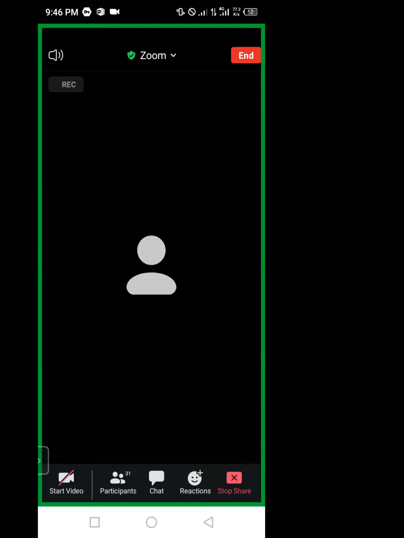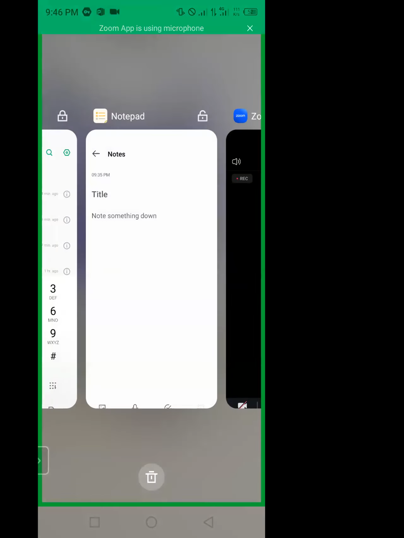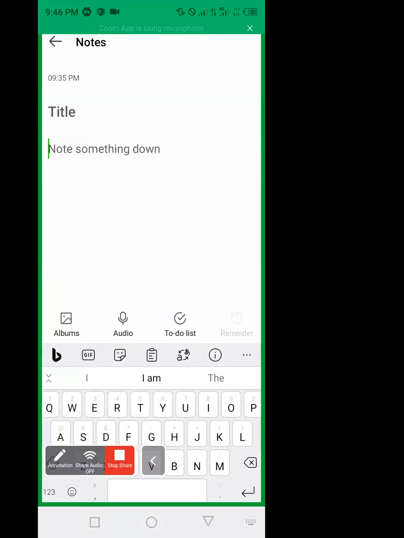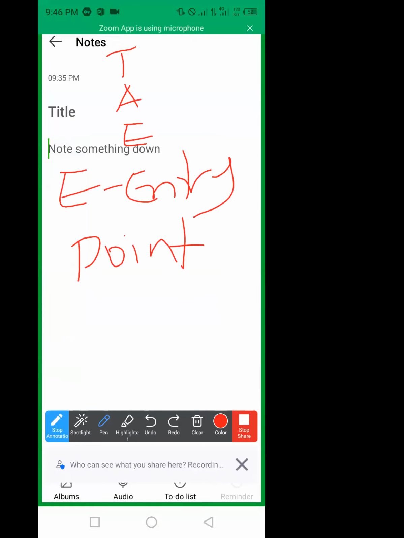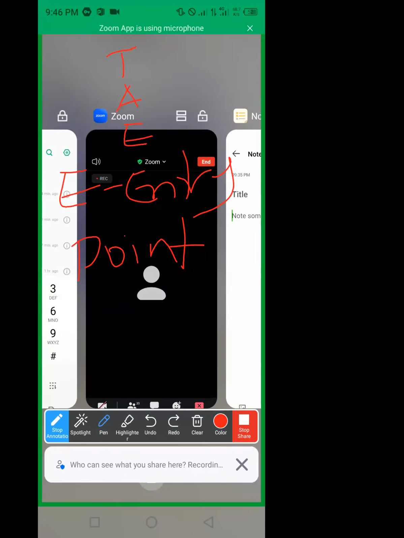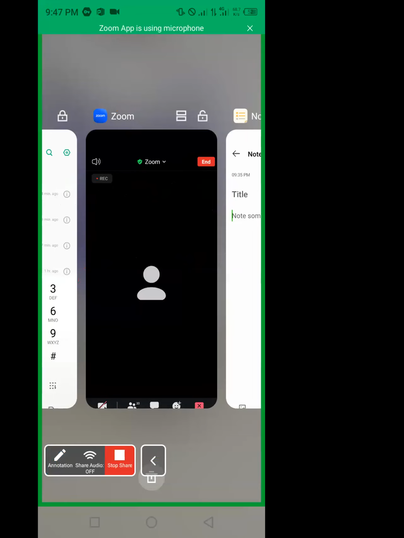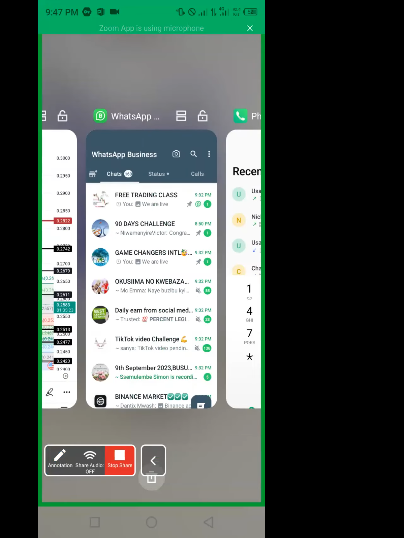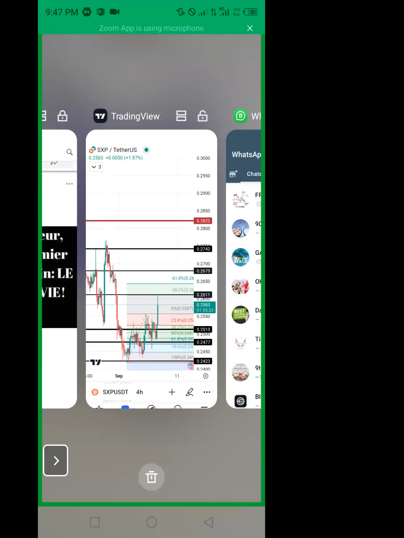You are going to trade always. Identify 3 things: TAE, the trend, area of focus, and then entry point. Okay, we have understood that one. If you have understood, I want us to go to a live chart, and then we find out some of those things today. We find out the trend, the area, the support and resistance, and also where to enter from.